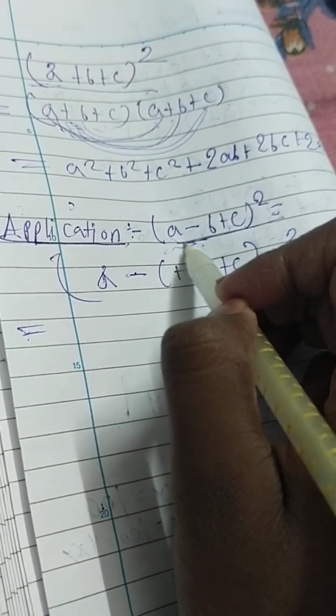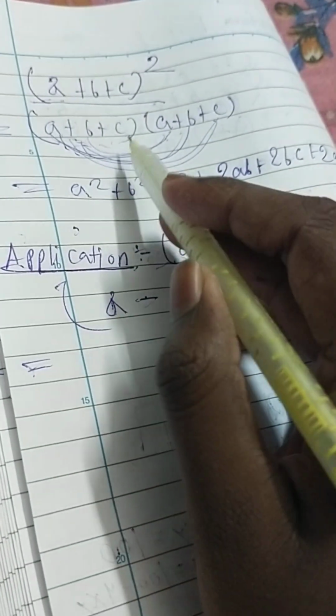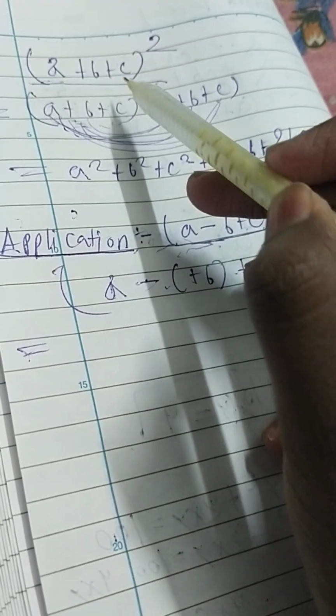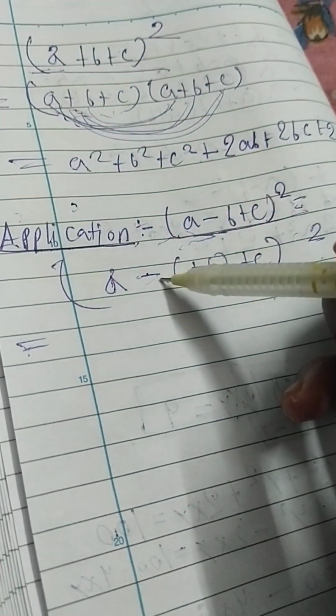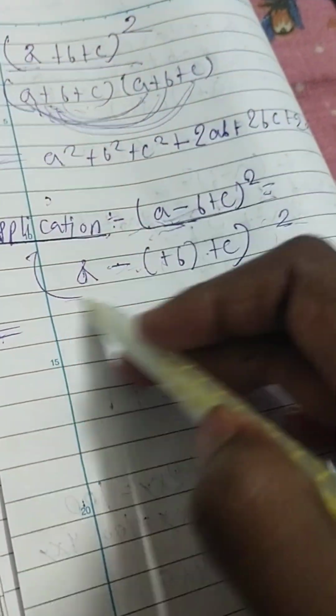So as we can see, it is (a minus b plus c) whole square. It is basically the same thing, just the fact is that the plus b is minus b, so (a minus b plus c) whole square. So it is the question. Now we have to solve this.